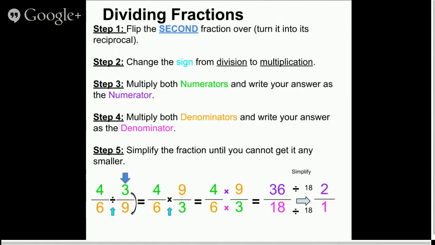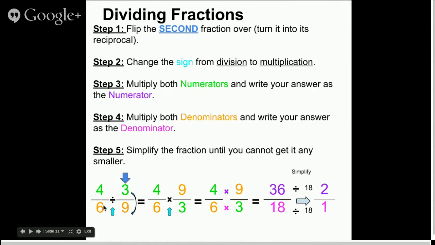All right. Next, let's try dividing fractions. So what you're going to do for dividing fractions. Step 1, flip the second fraction over. This is also called turning it into its reciprocal. So you take the second fraction and you flip it upside down. Do not flip the first fraction, flip the second fraction. If you flip the first fraction, you'll get a different and incorrect answer. You must flip the second fraction.